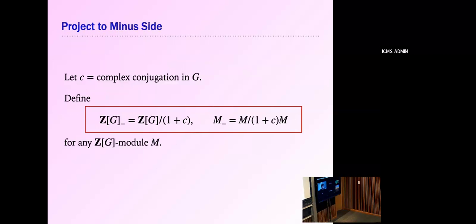Okay, so just some notation, this will be important coming up, which is that I'm going to define Z bracket G minus to be Z bracket G modulo 1 plus C, where C is the complex conjugation. H is a CM field, so the Galois group contains a unique complex conjugation. And so the minus part we define by modding out by it; it's the maximal quotient on which complex conjugation acts by -1. I just want to point out that I'm not inverting 2 here. A lot of people in this notation invert 2, but I don't want to do that. So this makes sense even at p equals 2, this is a nice integral thing.